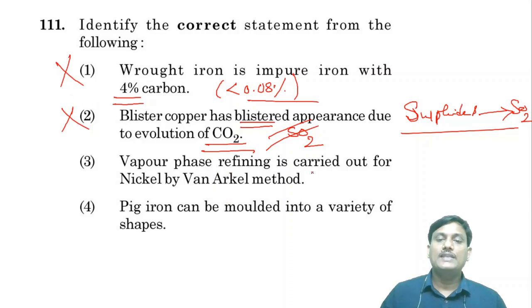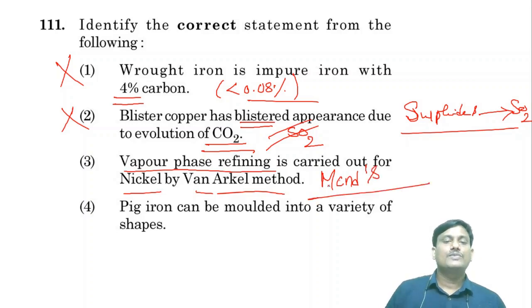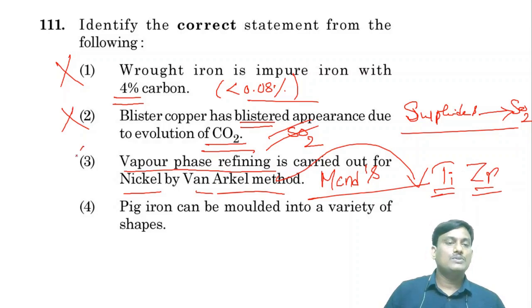Vapor phase refining is carried out for nickel by the Van Arkel method. This is wrong. You can purify nickel by the vapor phase refining method called the Mond process. The Van Arkel method is not for nickel. It is for the purification of titanium and zirconium. So this one is wrong.